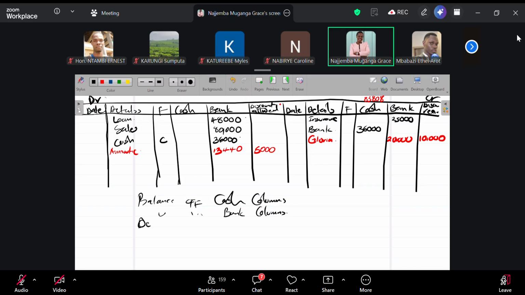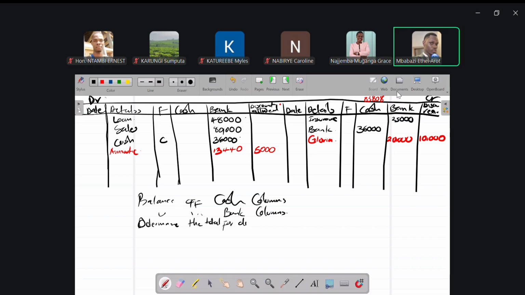But instead determine the totals. So for the discount, we shall just get the total just like this. Discount allowed, total is 5,000. Discount received is 10,000.